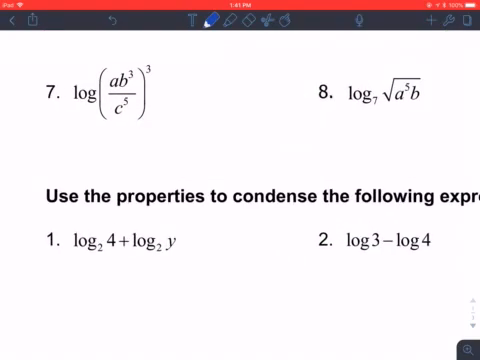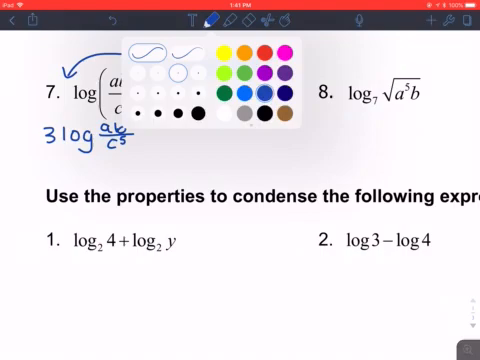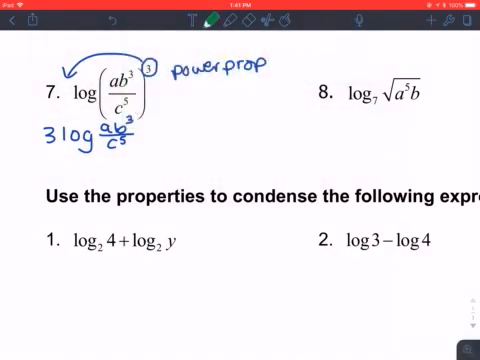So on this very first problem, number 7, I'm going to take my 3 and I'm going to use the power property to rewrite this as a coefficient. So I'm multiplying 3 times log of AB cubed over c to the 5th. I can then split this up using the product property because we're multiplying a times b. So we'll split that up into 2 separate logs with addition.